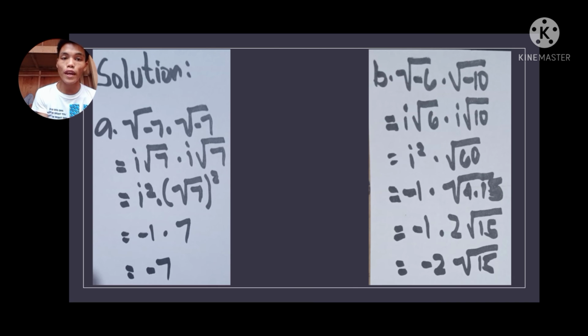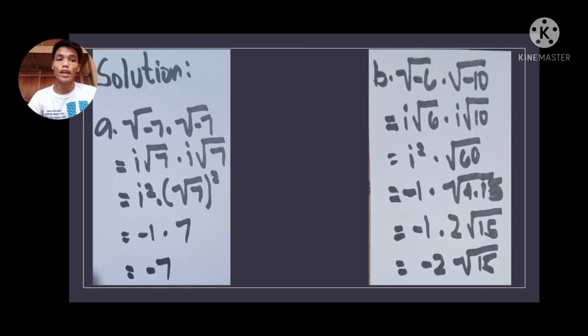In situation A, the square root of negative 7 times the square root of negative 7. So i square root of 7 times i square root of 7 is equal to i squared times the square root of 7 squared. i squared is equal to negative 1, so negative 1 times 7 is equal to negative 7.